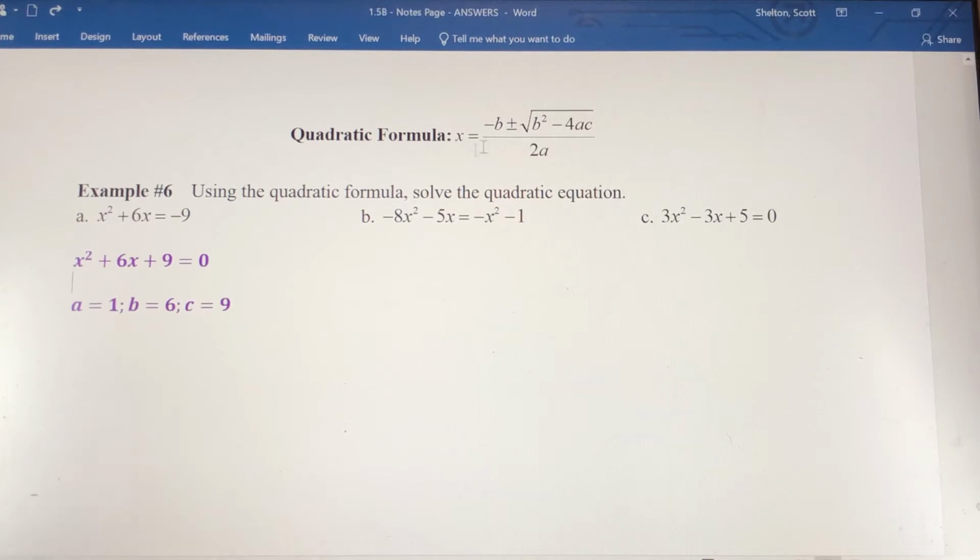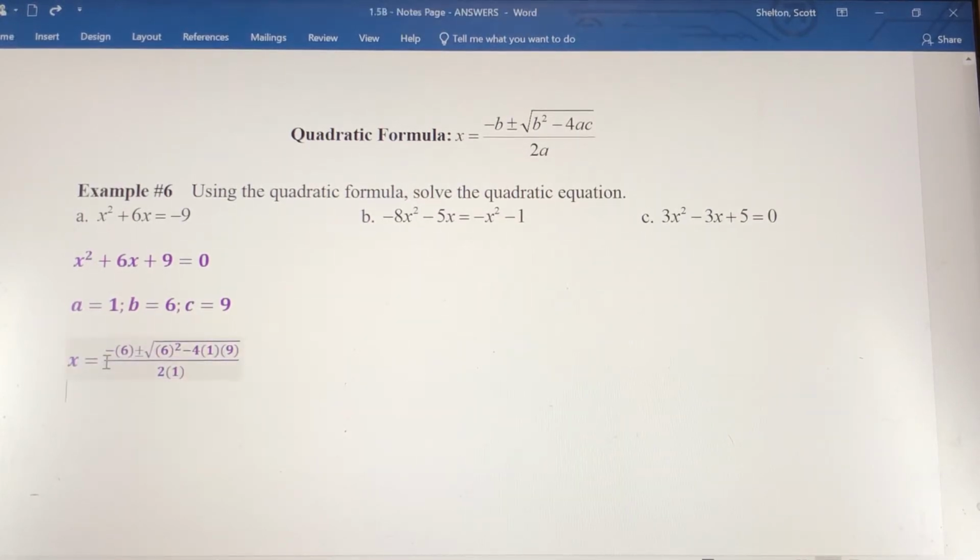And now, like I said, we're just going to plug everything in here, do a little math, and find the solution or solutions for this quadratic equation. This one could be factored. You could solve this one by factoring, but we're working on the quadratic formula here, so let's just do that. So let's plug everything in.